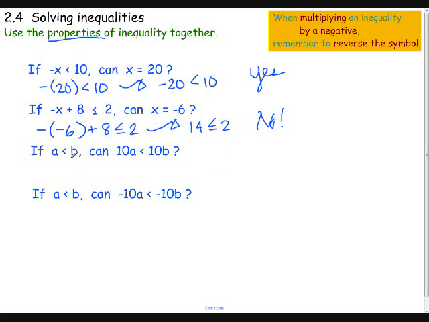If A is less than B, can 10A be less than 10B? Well, you know, to figure this one out, we can actually use the multiplication property of an inequality.